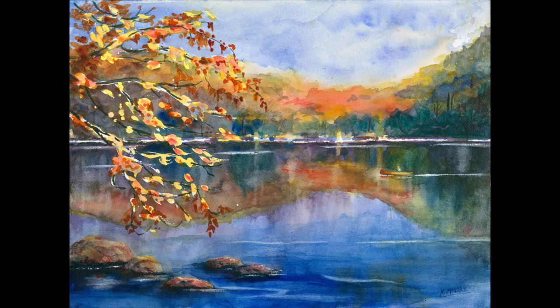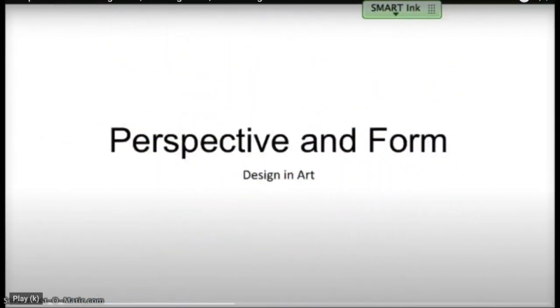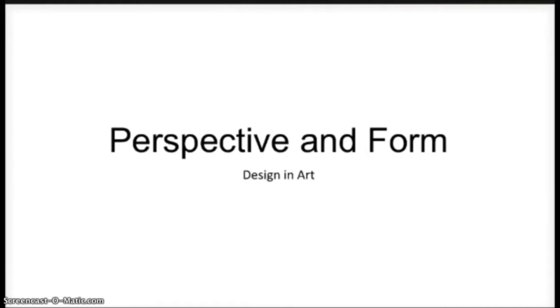This is a landscape picture, which means a picture of something outside. So what do you see that is far away? What do you see that is up close? This is how artists make their landscape pictures look realistic, and we call it perspective. Let's now look at more. Today we're going to talk about perspective and how to use that with form.